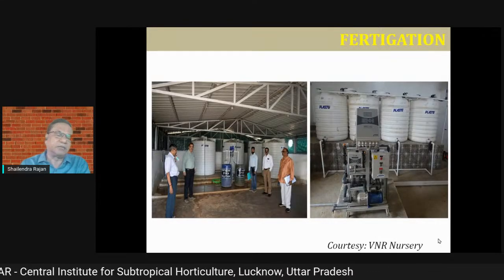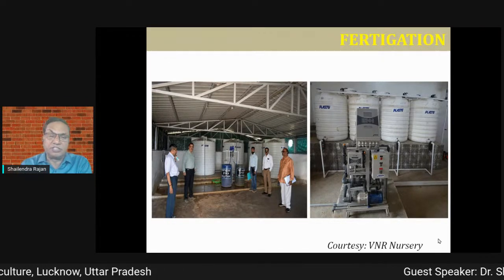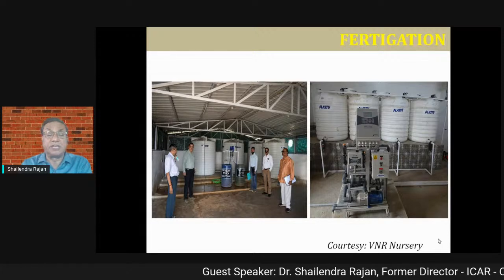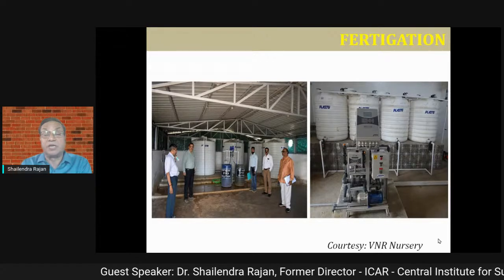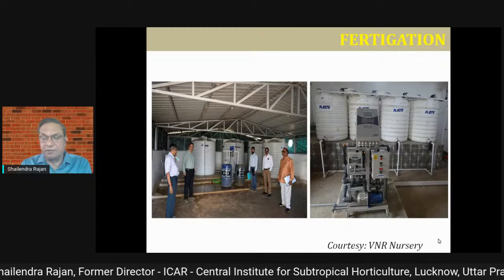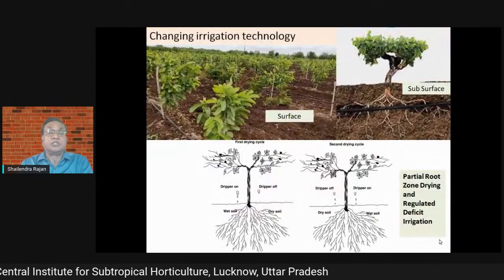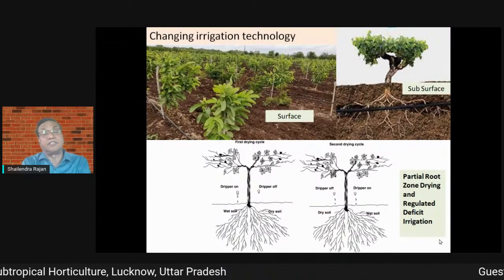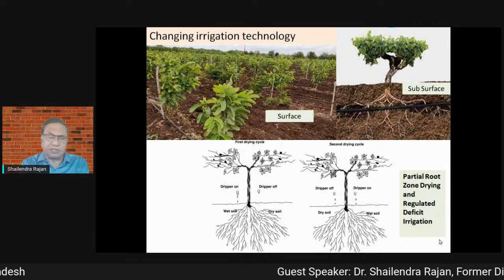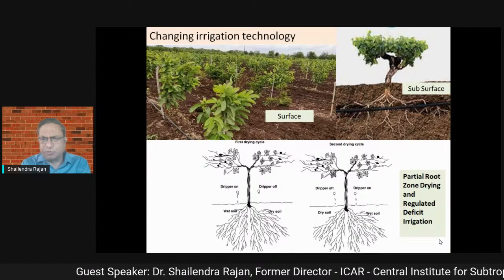Fertigation coupled with drip irrigation is now a reality, particularly for commercial fruit production. Like this example in a nursery, you can see these plants where fertigation can be very easily done with a lot of economy in nutrient application. So not only surface drip irrigation, but a lot of changes are taking place in the subsurface. This drip irrigation is becoming common. It may be the future technology.